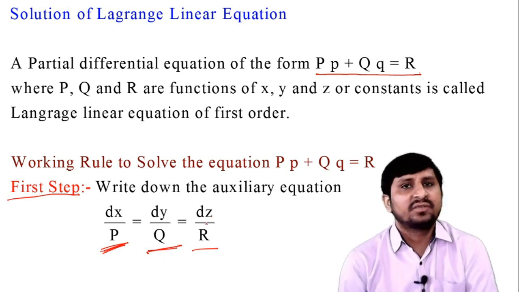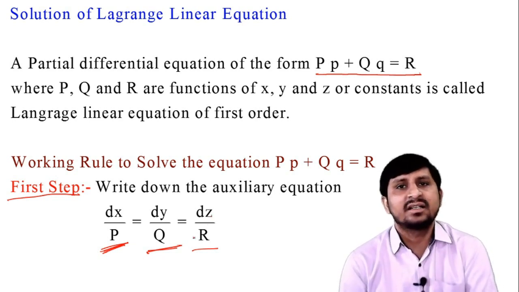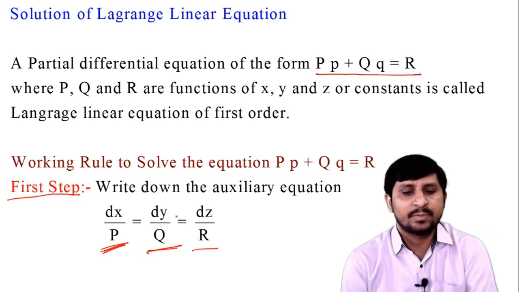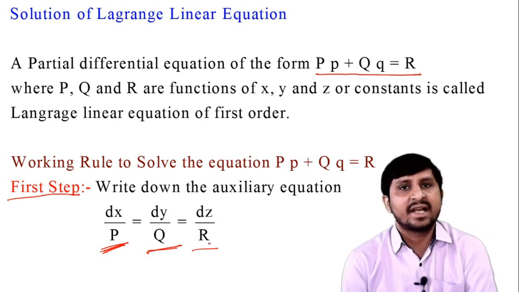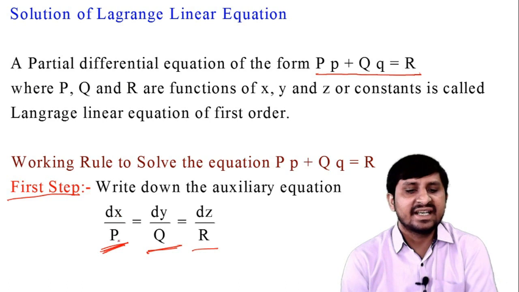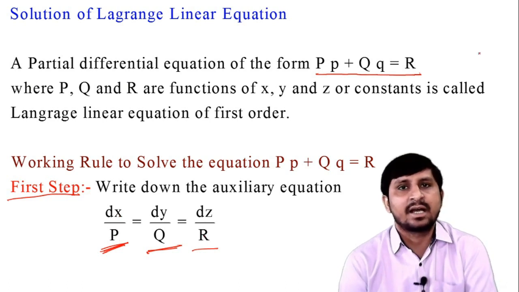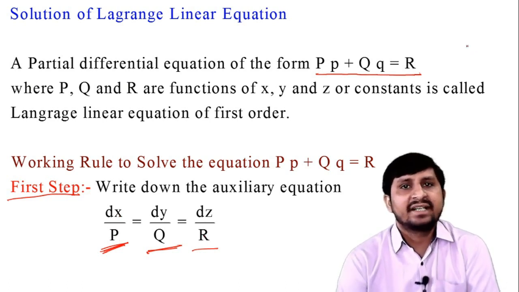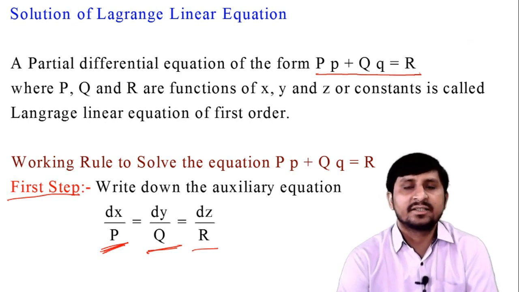Now for the second solution, you can compare another two equations. Either you can compare dy by Q equal to dz by R, or you can compare dx by P equal to dz by R. And from that equation you can get the second solution using the grouping method.